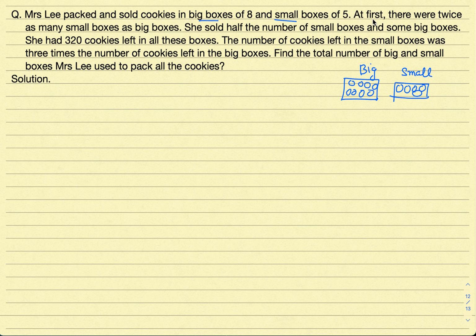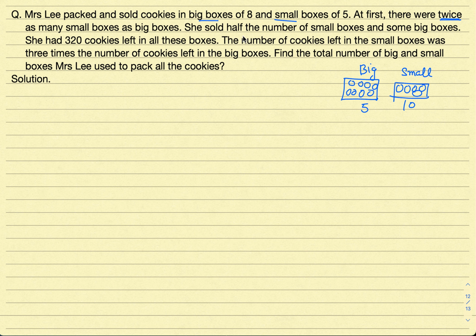Now, initially, at first, there were twice as many small boxes as big boxes, right? So that means if there are, let's say, 5 big boxes, then the number of small boxes will be 10, because the number of small boxes is twice as many as the number of big boxes. So that's just an example. I'm not saying there are 5 big boxes or 10 small boxes, just an example to understand.